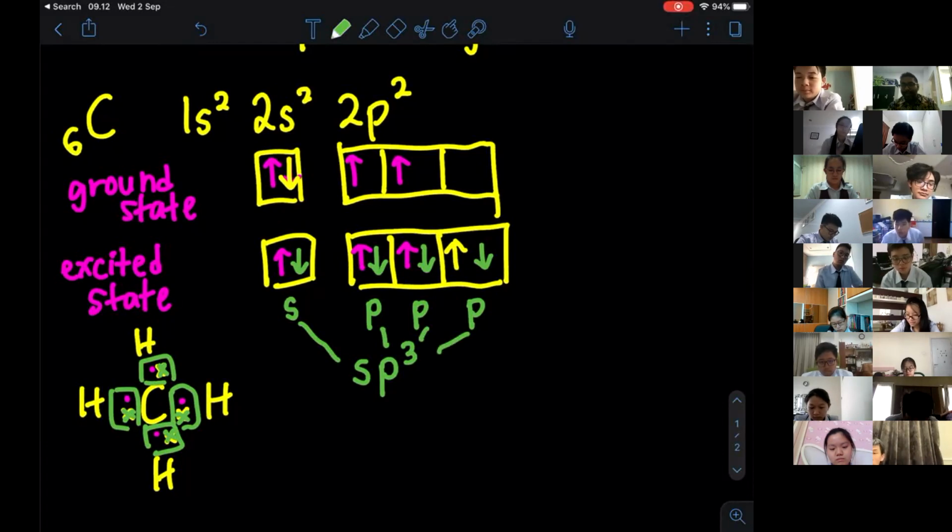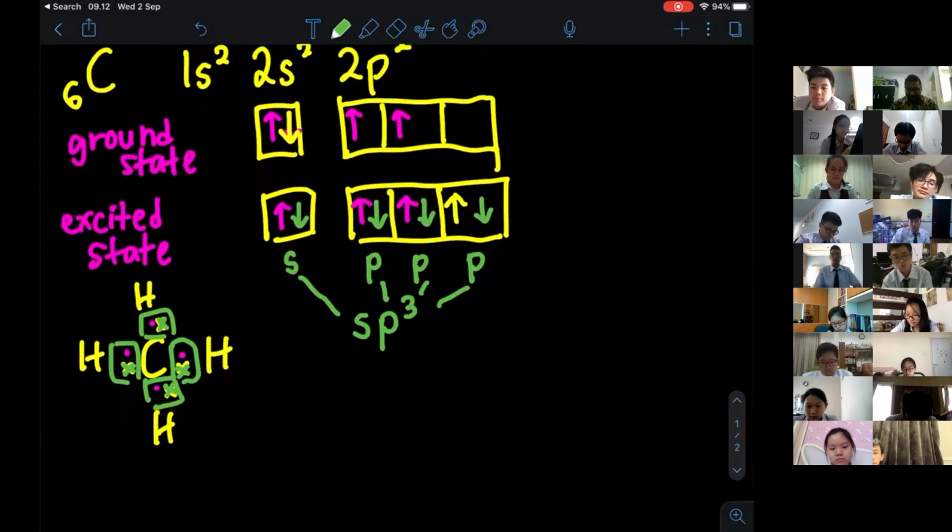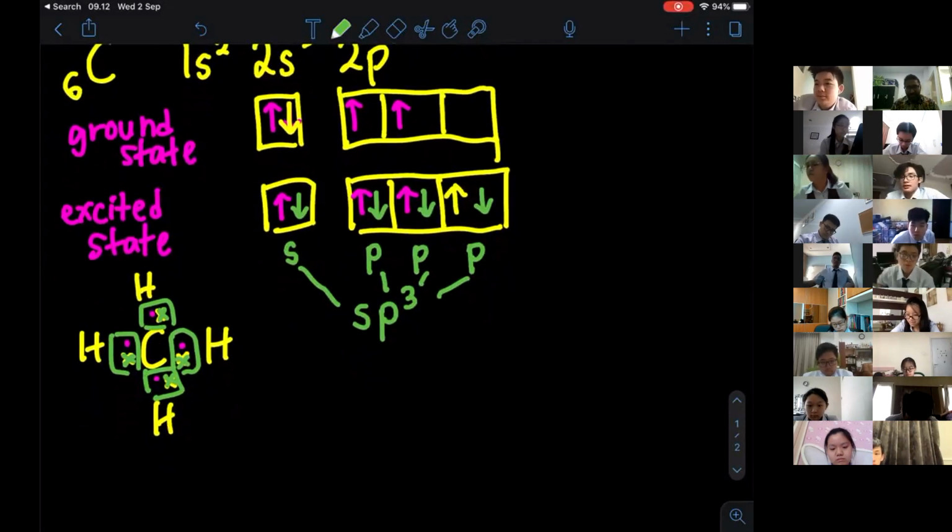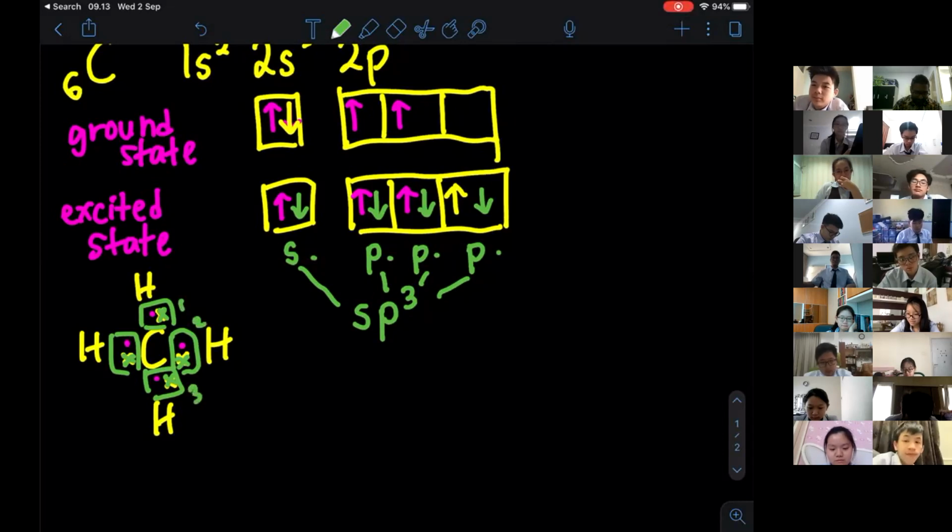Okay, so therefore they are going to be named as Sp3. And this Sp3, it means in total, okay, students get confused. Sp3 means how many orbitals in total? Yeah, of course, if you look at it in total, it's actually 1, 2, 3, 4. 4 orbitals. And you can see from the diagram, 1, 2, 3, 4.